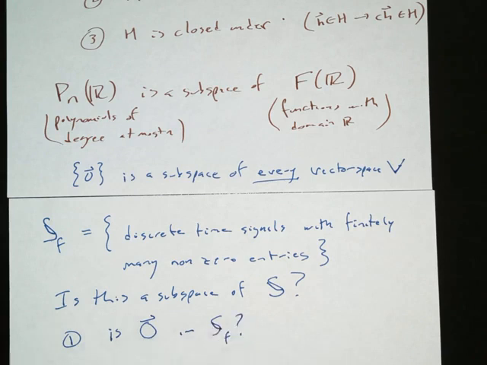How many non-zero entries are in the zero signal? Well, sure, but it's an exact number. How many? There aren't any non-zero numbers, are there? 0 is definitely finite.